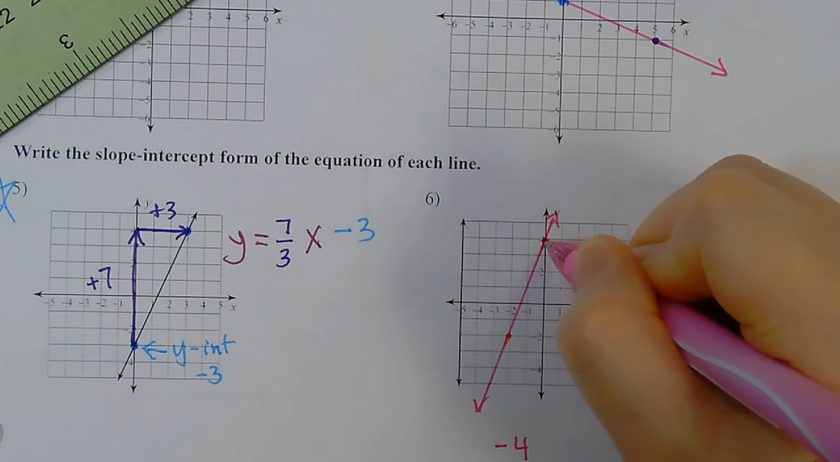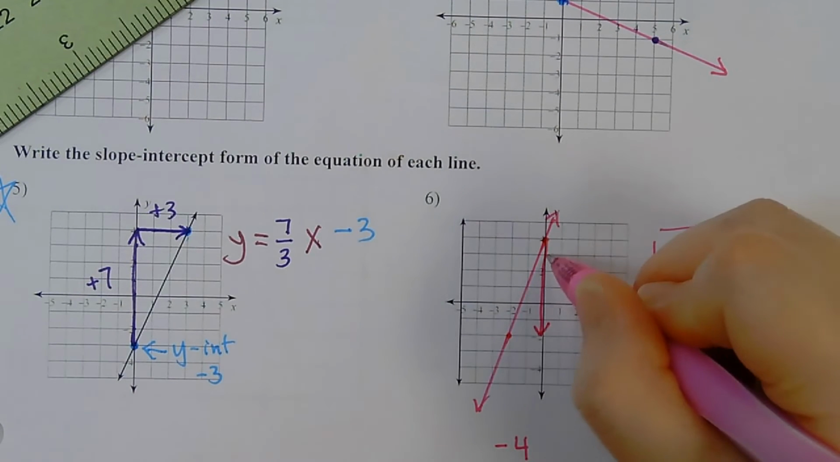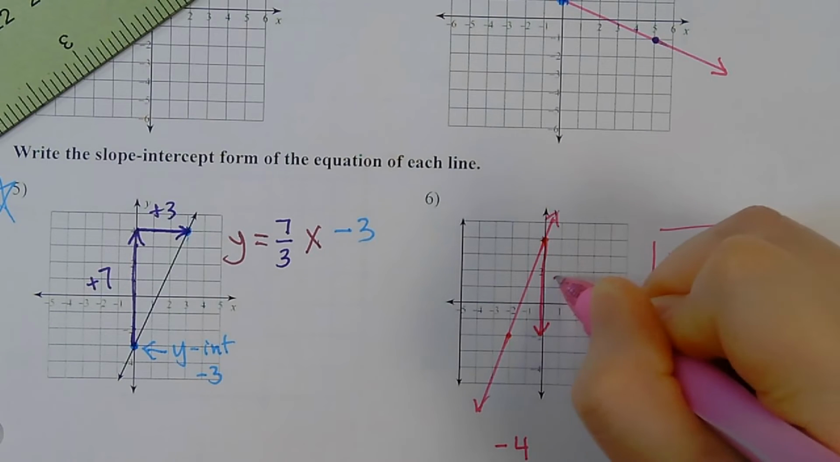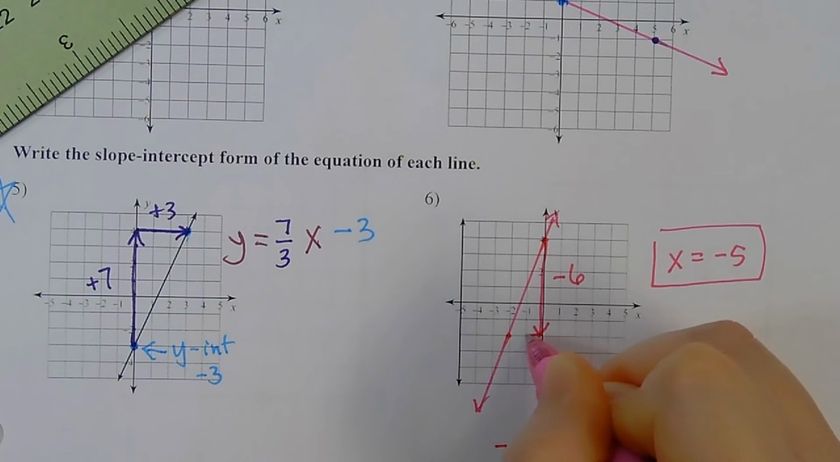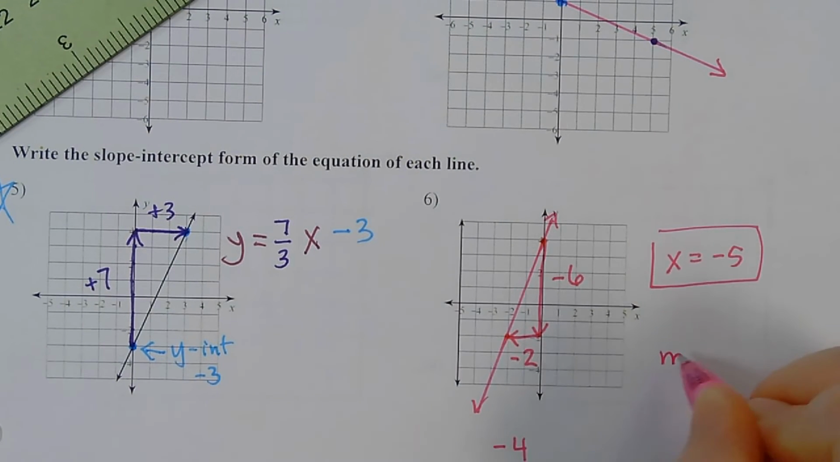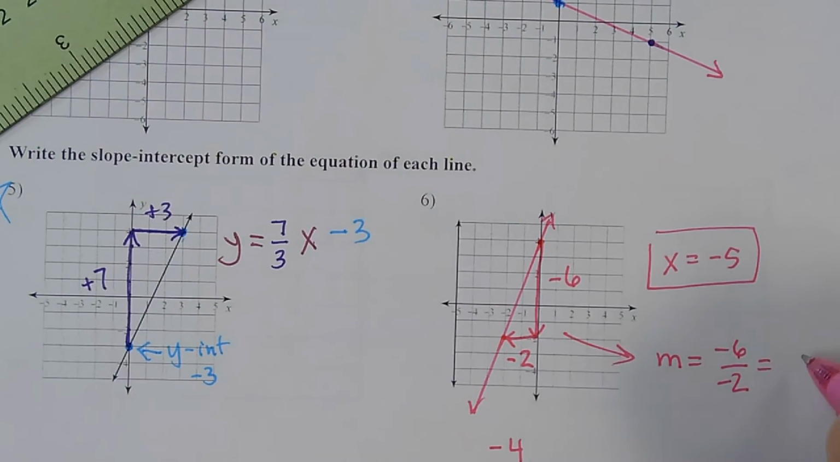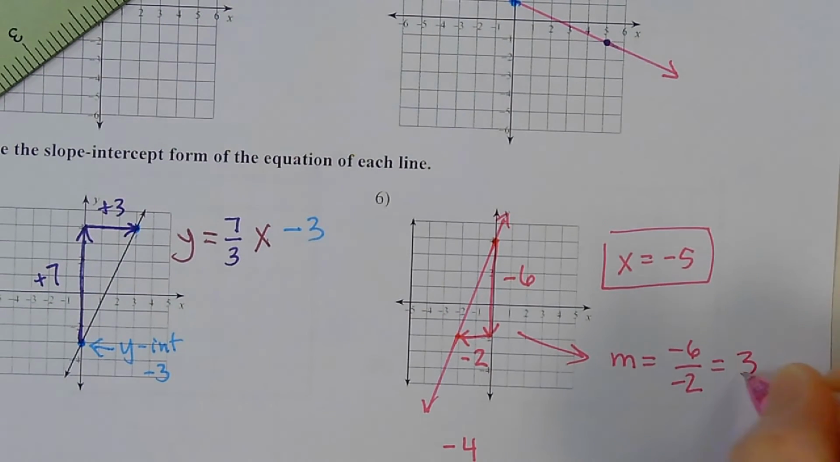And now I'm going to go down 1, 2, 3, 4, 5, 6, still down 6. And then to the left, 2. That's -2. So it's going to be -6. So the slope is -6 over -2, which simplifies to 3, right? -6 divided by -2 is +3.